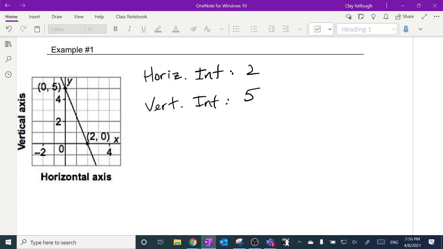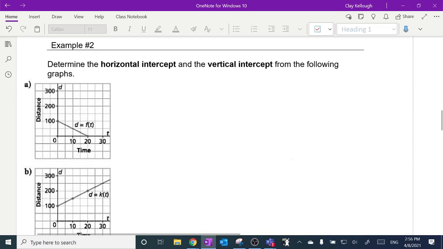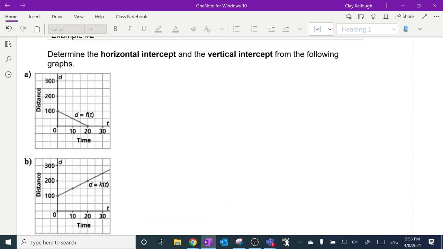Get ahead of me, try the next two yourself. And feel free to abbreviate further. HI and VI sounds pretty good. Horizontal intercept, vertical intercept. The B one is kind of messing with you though. All right, let's see if I can catch up to you.